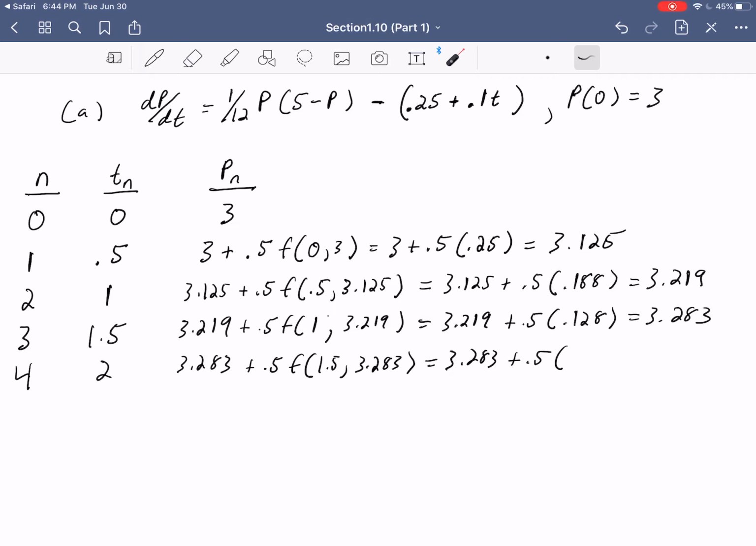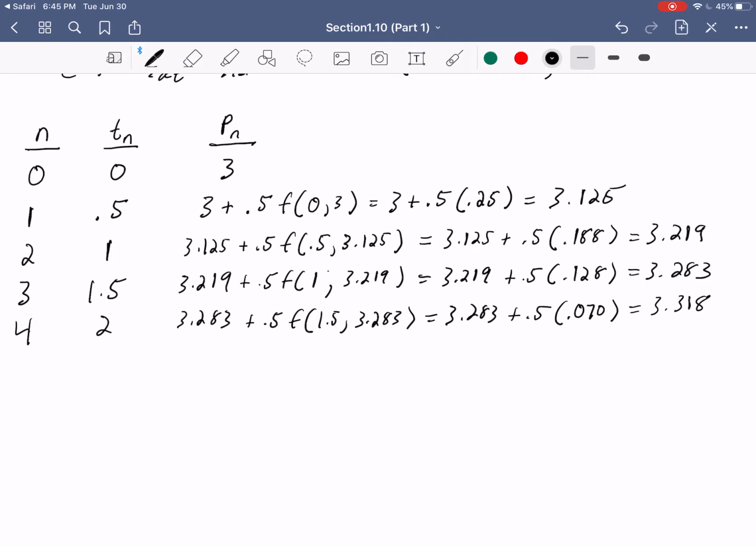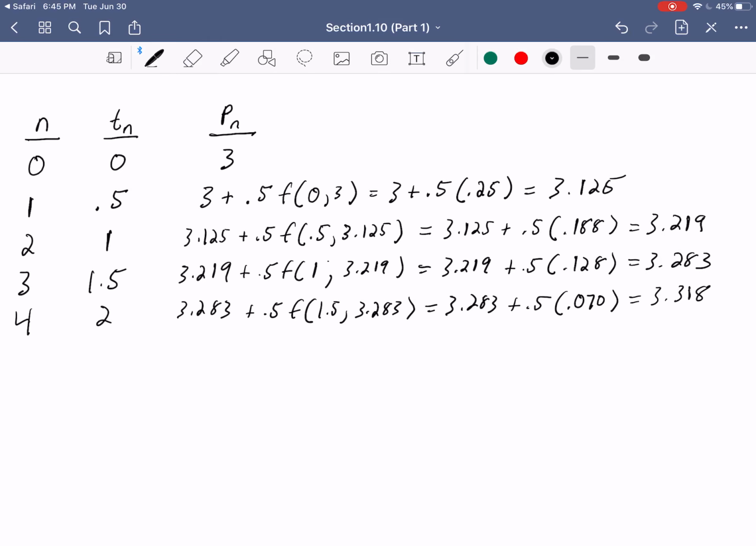And now we have a very small sort of growth. It looks like when we round, we get 0.070. So 3.283 plus 0.5 times 0.070. We get up to about 3.318. So about 3,300 some fish at this point. Okay, we advance again. We're almost there.